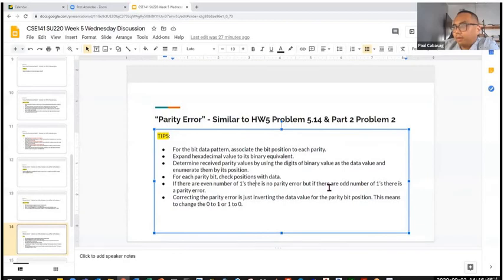And if you have an odd number of ones, there is. So you're going to compare that for this problem. There are like four different parity values, and then you're going to see which one has an error.